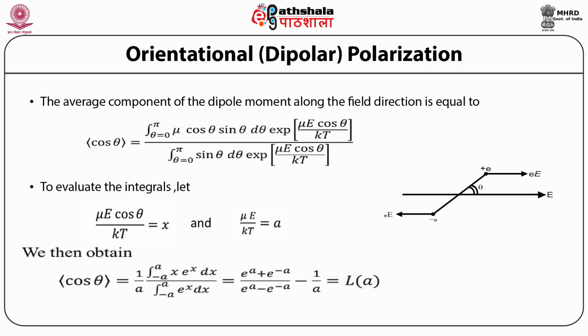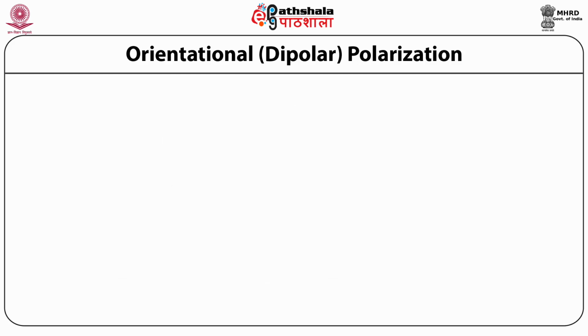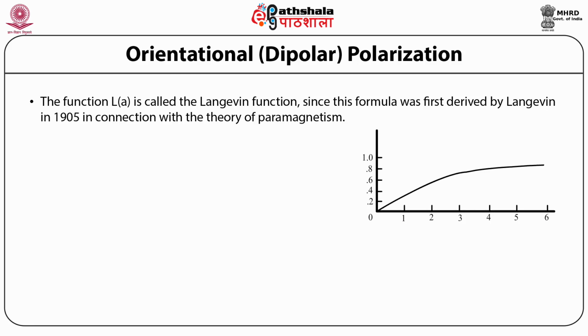We then obtain the average value of cos theta equal to the integration over minus a to a of x e to the power x dx, divided by a times the integration over minus a to a of e to the power x dx, which is equal to (e to the power a plus e to the power minus a) divided by (e to the power a minus e to the power minus a) minus 1 by a, which we represent as L(a). The function L(a) is called the Langevin function, since this formula was first derived by Langevin in 1905 in connection with the theory of paramagnetism.